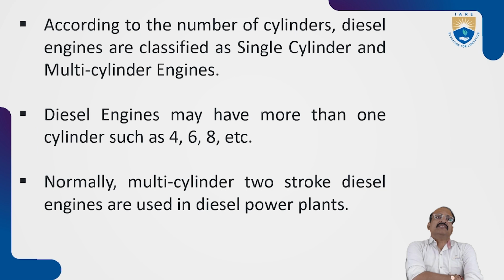According to the number of cylinders, diesel engines are classified as single cylinder and multi-cylinder. If you are using a single cylinder, it is called a single cylinder diesel engine. It was at the starting of the invention. Now we are using multi-cylinder. Diesel engines may have more than one cylinder, that is 4, 6, 8 like that. Normally, multi-cylinder 2-stroke diesel engines are used in diesel power plants.